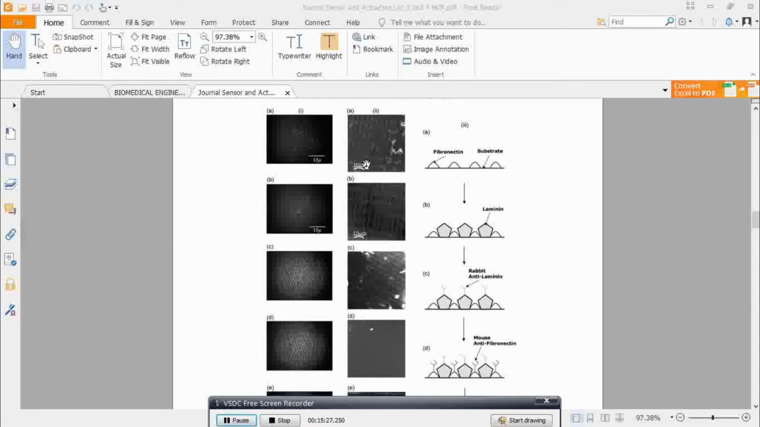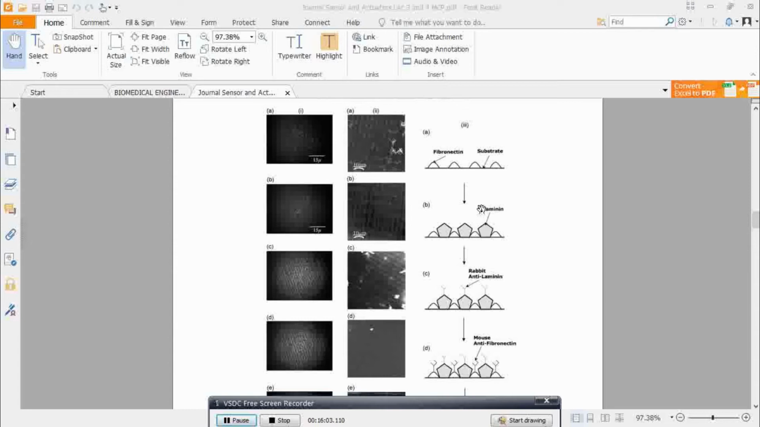Right, let's look at the first image. Initially you can see a very low contrast image, right? You will not see much of the pattern or the lines. It's not visible. So why? Because there are only very thin monolayers of fibronectin deposited on the surface. Then you can see it in just one direction.